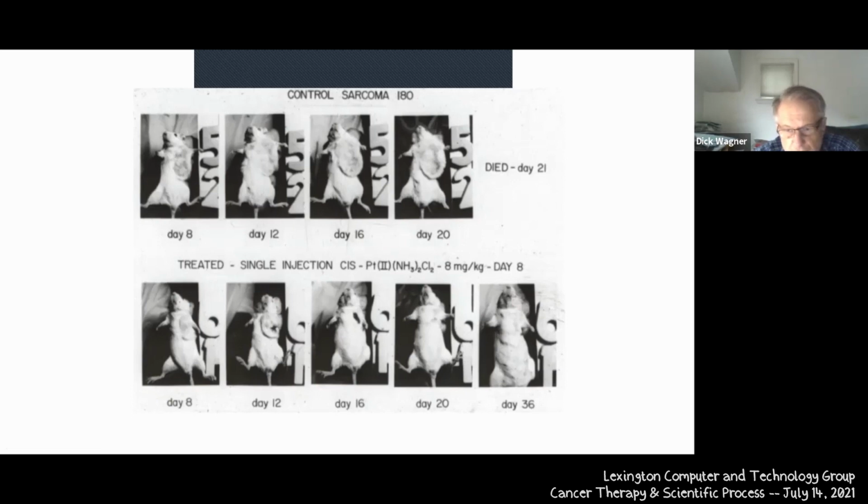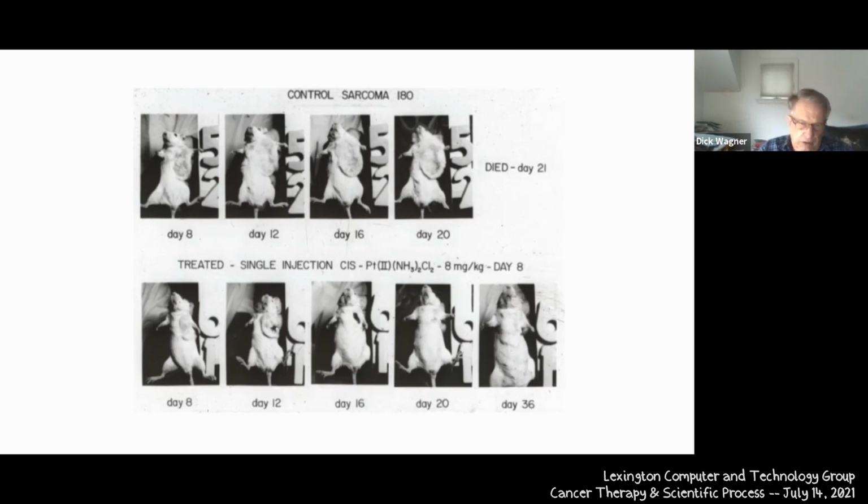By day 36, it looks like it could have come back again. But they got a lot of cures in this one. And this was the experiment that really got NCI excited, because this had never been seen before with any chemical. They'd never seen a cure, so-called, of this type. So they became somewhat excited about it.